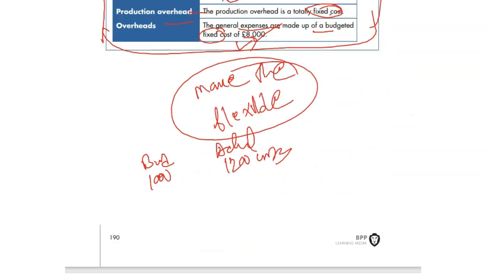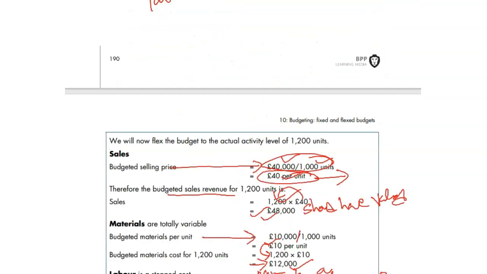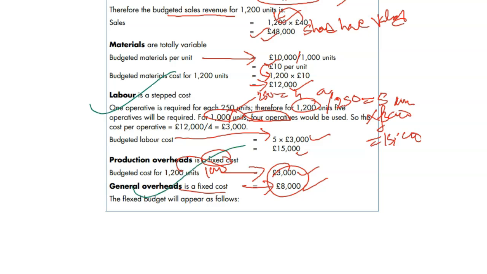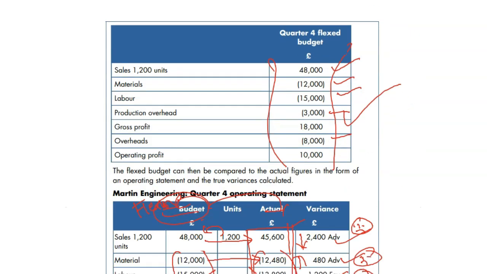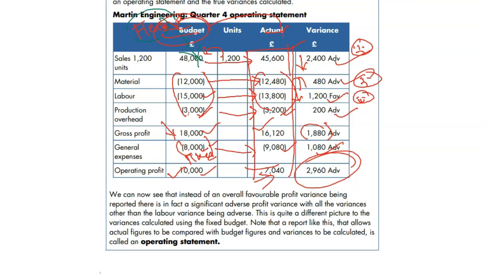We are flexing our budget based on the clauses or information given. Once we flexed, these are all the workings. We got the flexible budget. This is our flexible budget. We put the flexible budget here and compare with the actual to get our variances, and that's our correct variance.